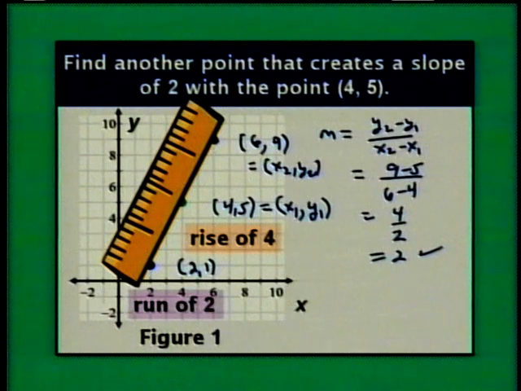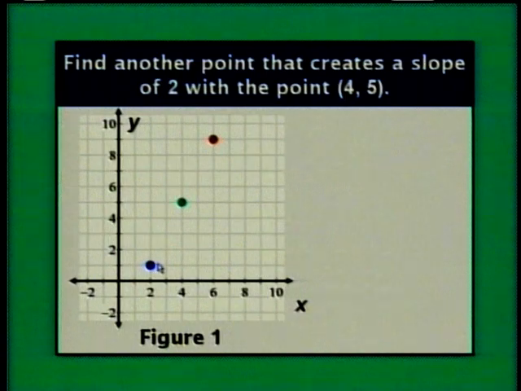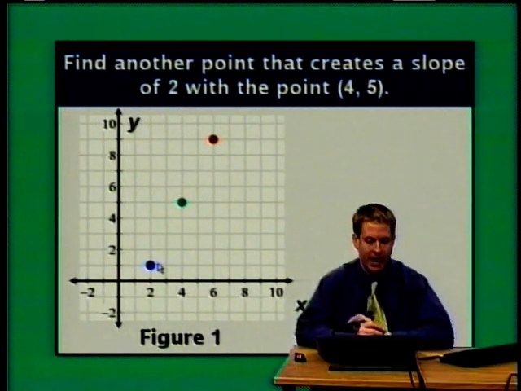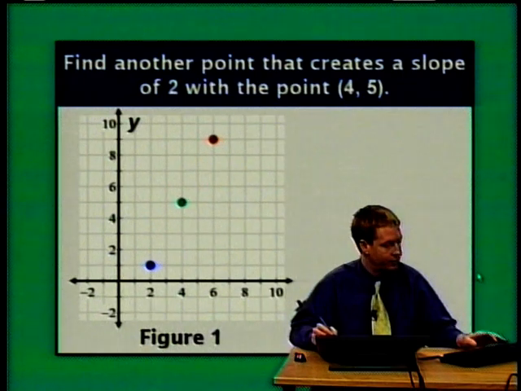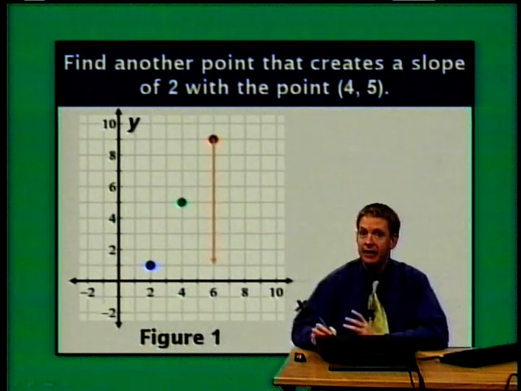Now, we already showed that the slope between the blue point and the green point is 2, and that the slope between the green point and the red point is 2. Let's show that the slope between the red point and the blue point is also 2. This time, I think I'll start at the point on the top and work my way down to the blue point. So when I do that, I first make a significant drop.